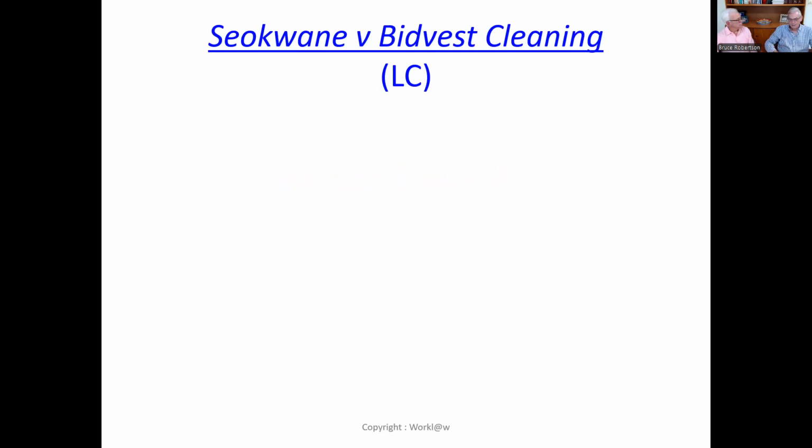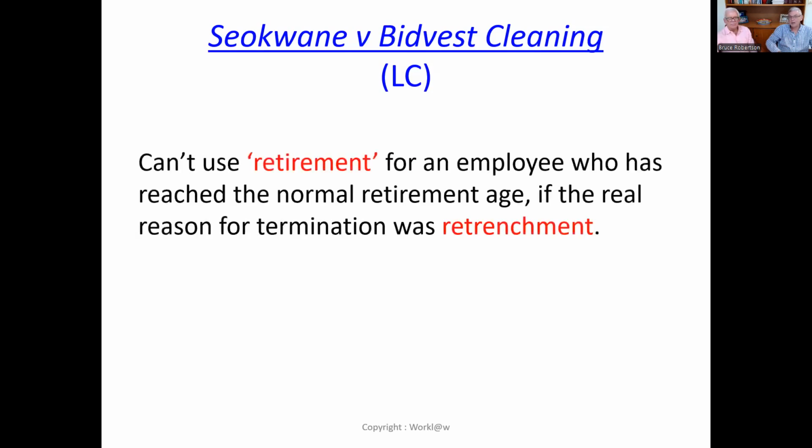Okay. I want to deal with one other case, which shows that the reason for retrenchment, the but-for, is important. In this case, the employer needed to reduce staff, and I suppose chose an easy solution. Found one employee who had been working past her retirement date, and they said, we're going to now retire you. And the courts could see that what they were doing, they were retrenching, and the reason they were giving wasn't really honest. They tried to sell it as a retirement, and they said that this was unfair. You can't use retirement for an employee who has reached the normal retirement age if the real reason for termination was retrenchment. Okay.